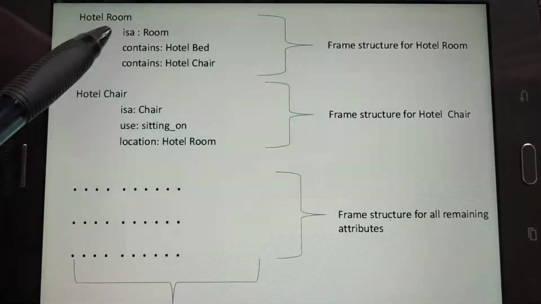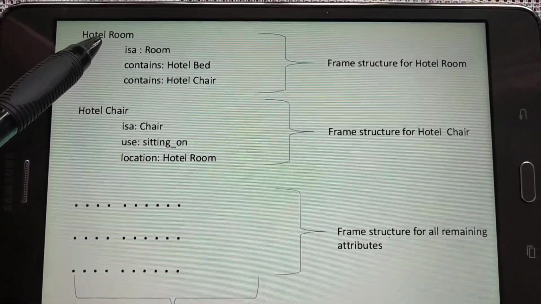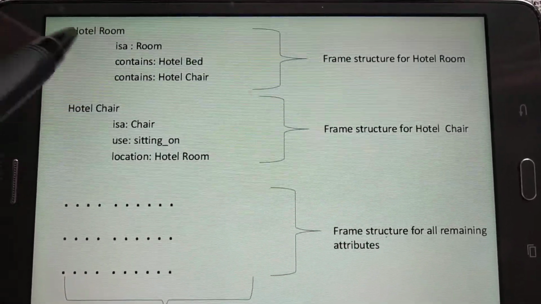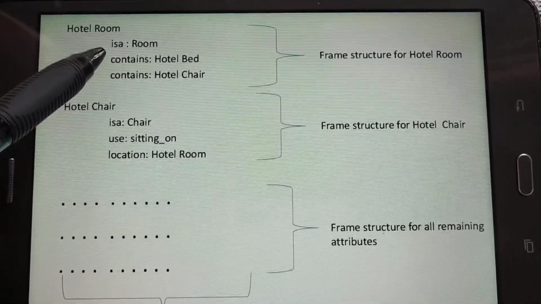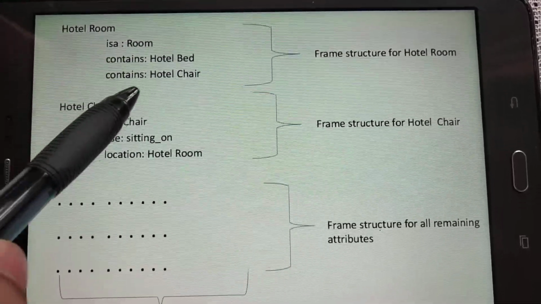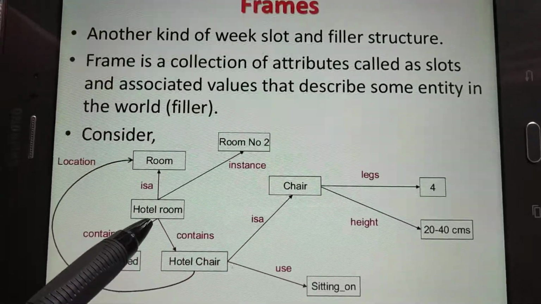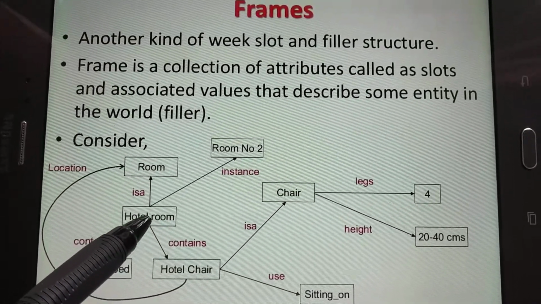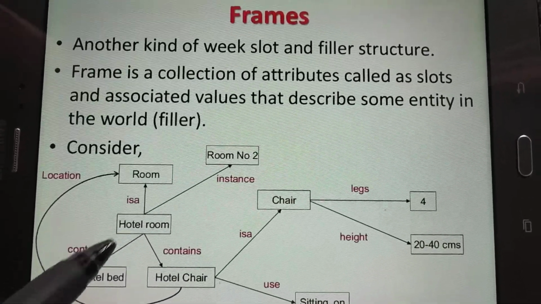So when you write the same graphical thing, if you have noticed, hotel room contains only 3 attributes in that figure. One is a, contains and contains. Hotel room contains hotel bed, hotel room contains hotel chair. So this is one frame for hotel room. For the node called hotel room, there are only 3 attributes: contains, is a, and contains.